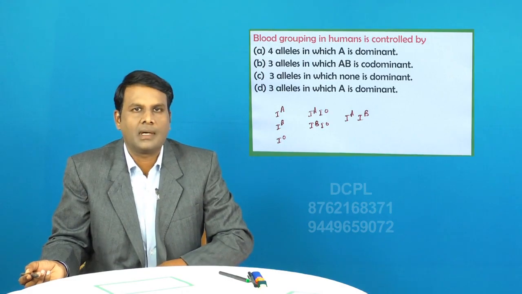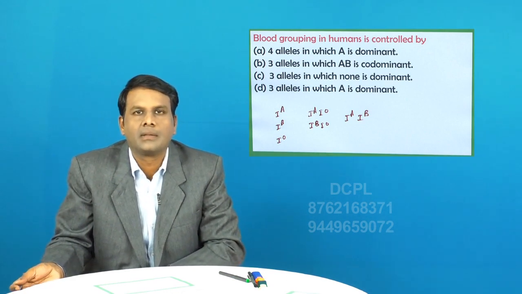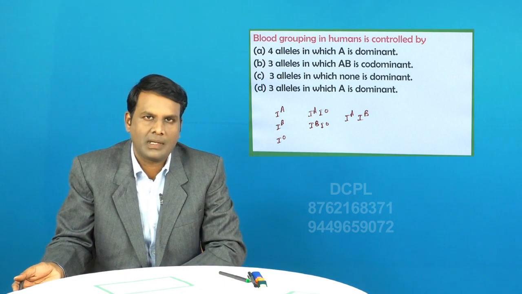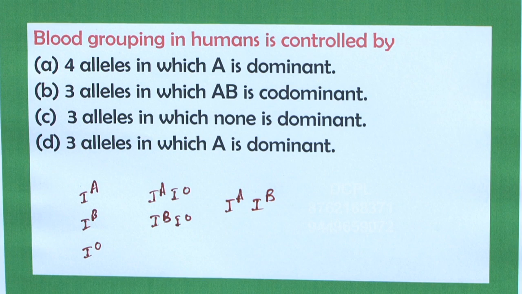Dear students, as you already studied, the blood groups in humans are controlled by 3 alleles. A single gene for a character occurs in more than two alternate forms. The human blood groups are controlled by 3 alleles IA, IB, IO. In this case IA is dominant over IO, IB is dominant over IO, but IA is neither dominant over IB nor IB dominant over IA, and this is called codominance.